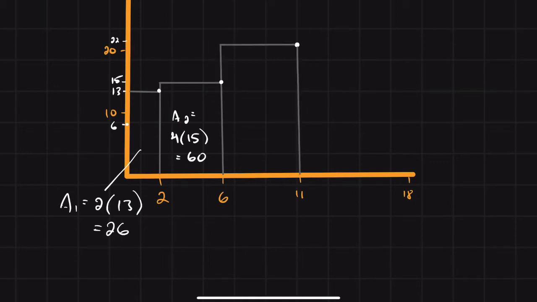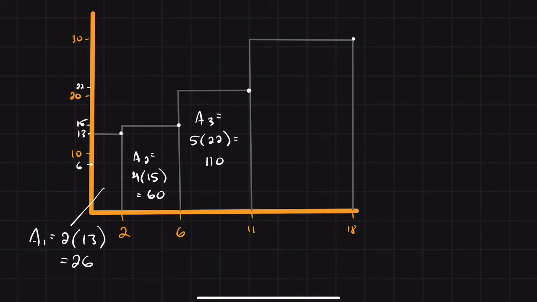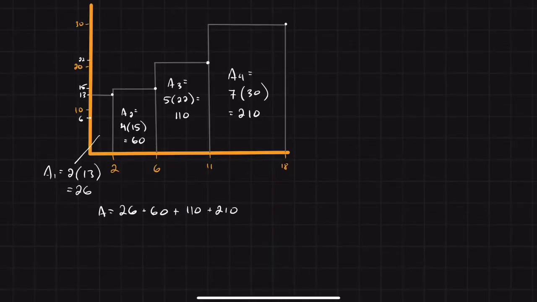The third rectangle would then span from 6 to 11, and the height of that rectangle would depend on the right endpoint 11. f of 11 is equal to 22. The area of our third rectangle, A3, would be 5 times 22, which is 110. That fourth rectangle would then span from 11 to 18, and the height of that rectangle would be f of 18, which is 30. A4 would then be equal to 7 times 30, which is 210. We could then find the total area A by adding up the area of each of these rectangles. 26 plus 60 plus 110 plus 210 is equal to 406.